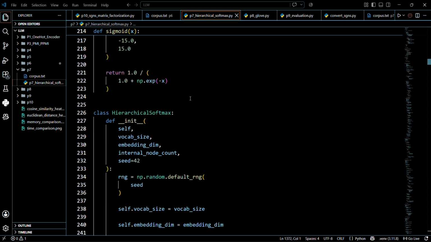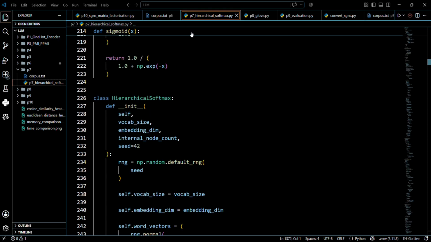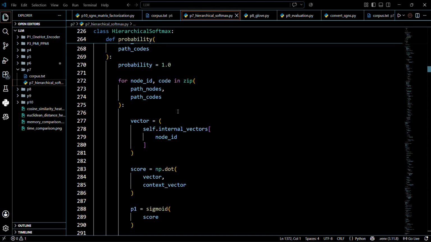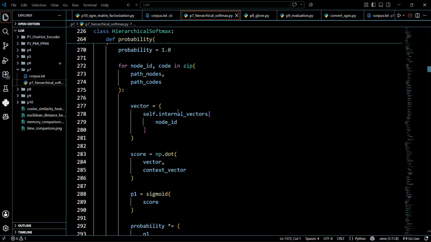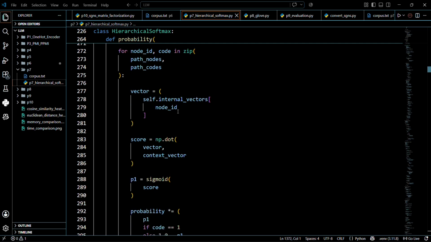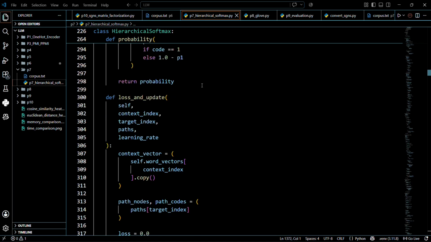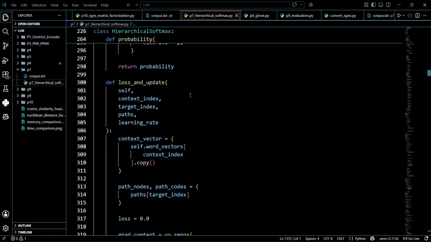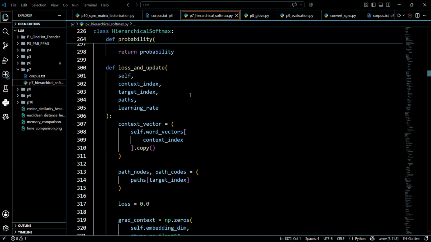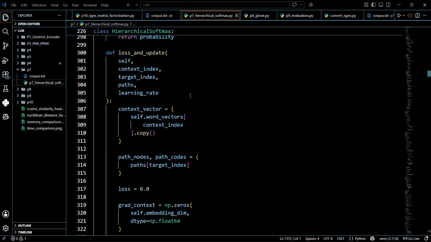Instead of calculating a full softmax over the entire vocabulary, hierarchical softmax calculates the probability of a word by multiplying the binary branching probabilities along its Huffman path. At each internal node, a sigmoid is used to decide whether the path follows the left or right branch.